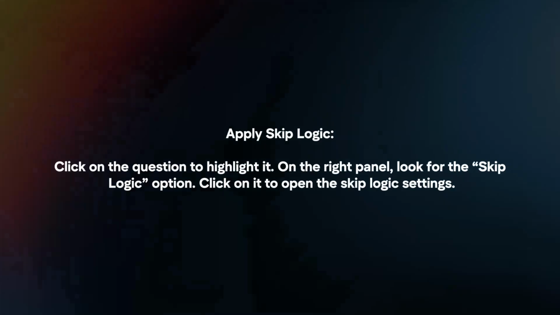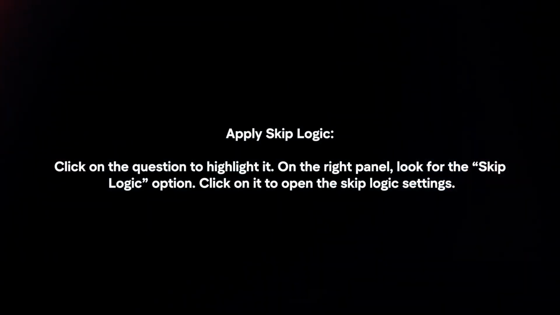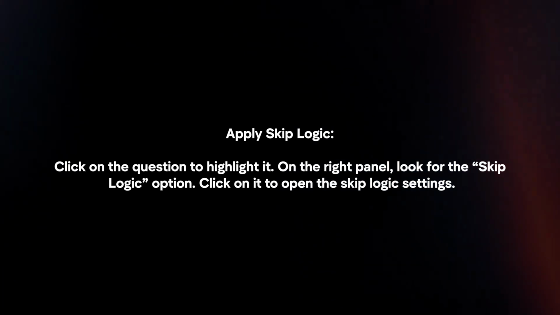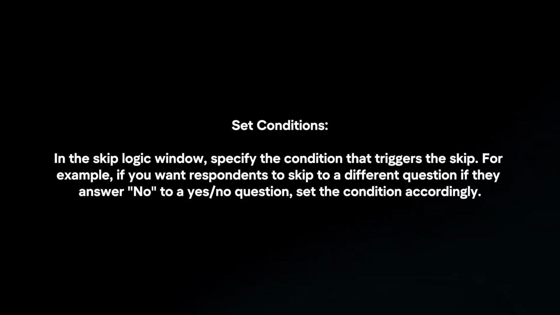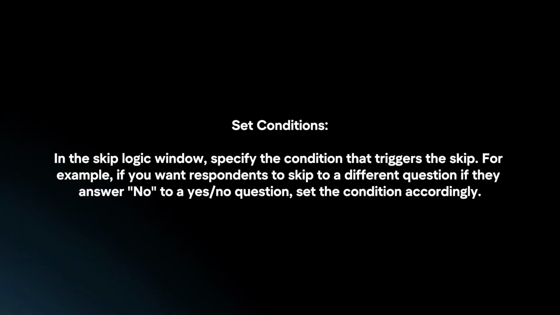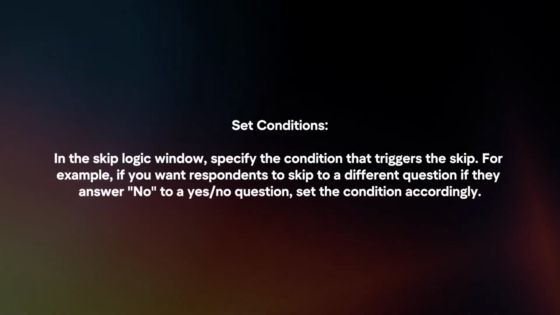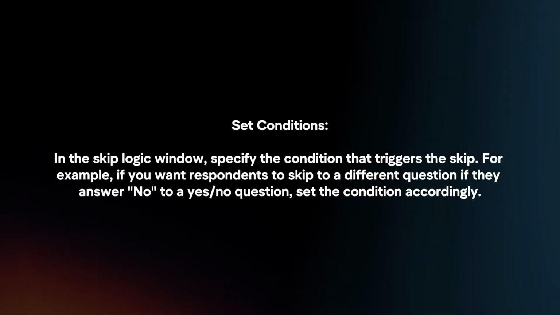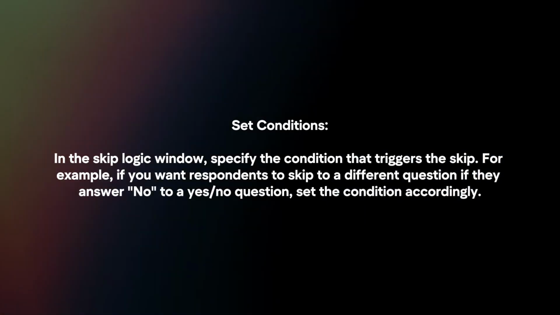Apply skip logic. Click on the question to highlight it. On the right panel, look for the skip logic option. Click on it to open the skip logic settings. Set conditions. In the skip logic window, specify the condition that triggers the skip. For example, if you want respondents to skip to a different question if they answer no to a yes or no question, set the condition accordingly.